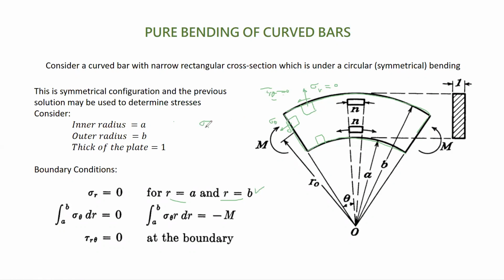I cannot say generally sigma theta is equal to 0, but I should say that the sum of all these sigma theta times their effective area should produce no load, no axial load here. So F should be equal to 0. That means integral of sigma theta dA should be equal to 0. And also the moment of these stresses should be equal to the moment applied M.